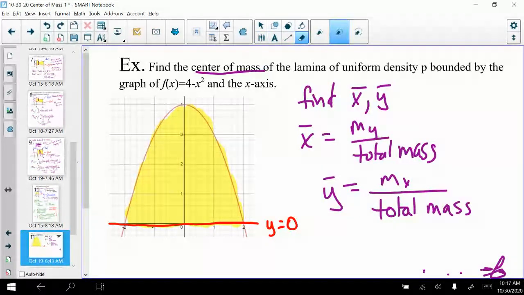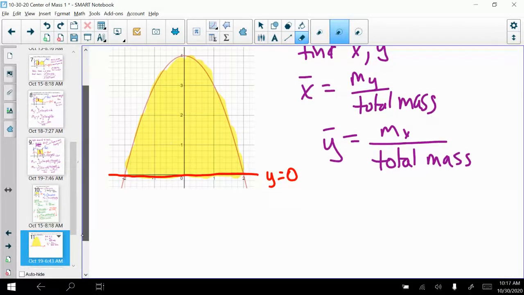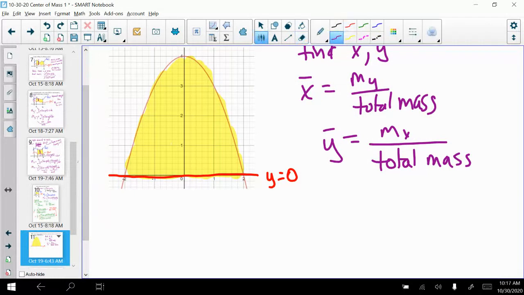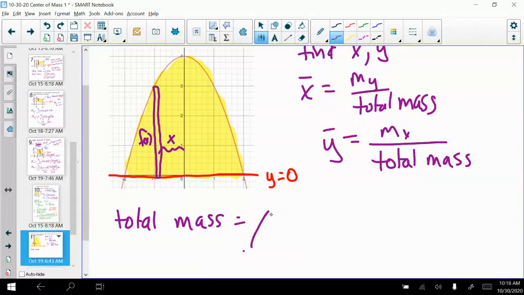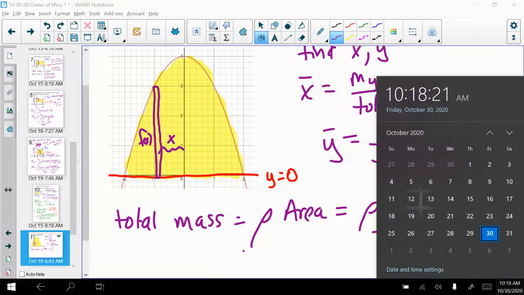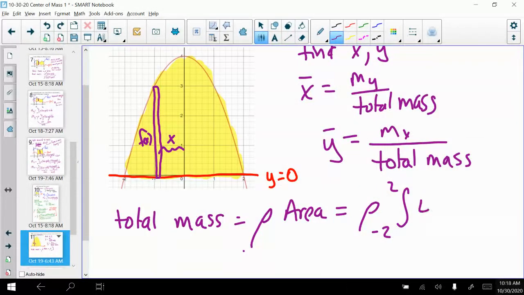Okay. So let's see what that looks like. I like to draw in my little rectangles still because I like to think about them. This distance I realize is x, and this is just f of x. So our total mass is just rho times the area. So that's just rho times the integral from -2 to 2 of 4 minus x squared dx.